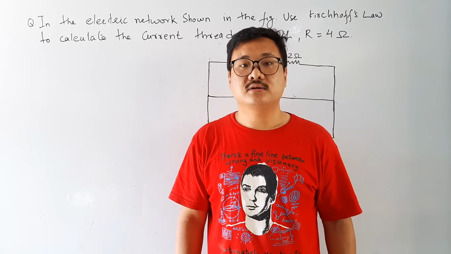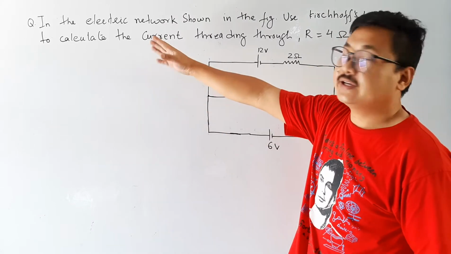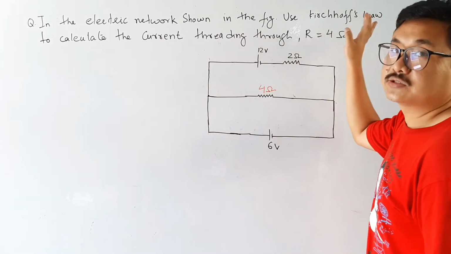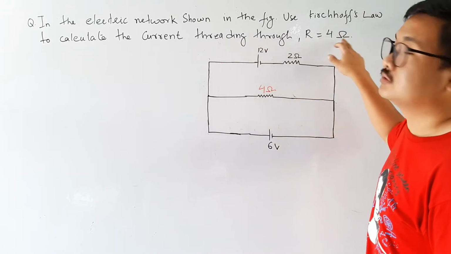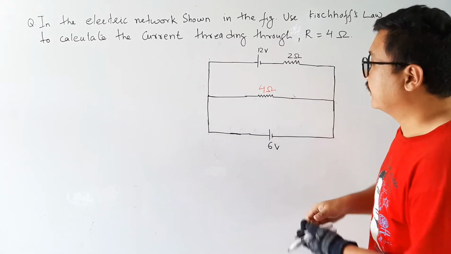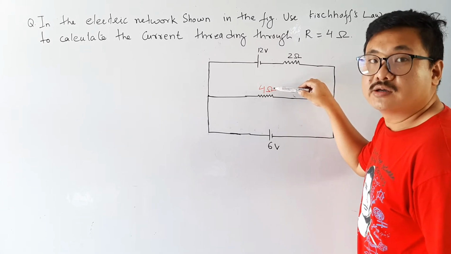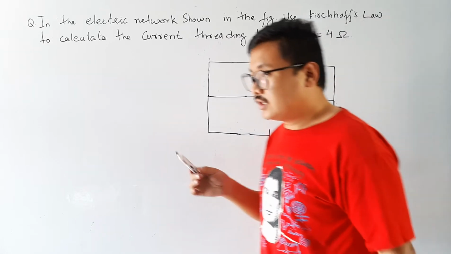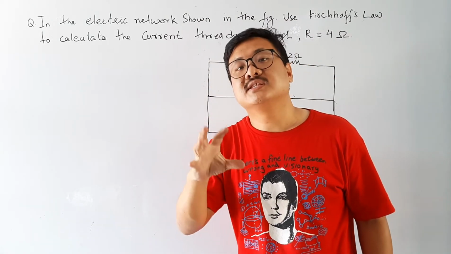One more example of application of Kirchhoff's law, which says that in the electrical network shown in the figure, use Kirchhoff's law to find the current flowing through R equal to 4 ohm. So this is the given electrical network in which there is one resistance of 4 ohm, and we need to find how much current is flowing through it.